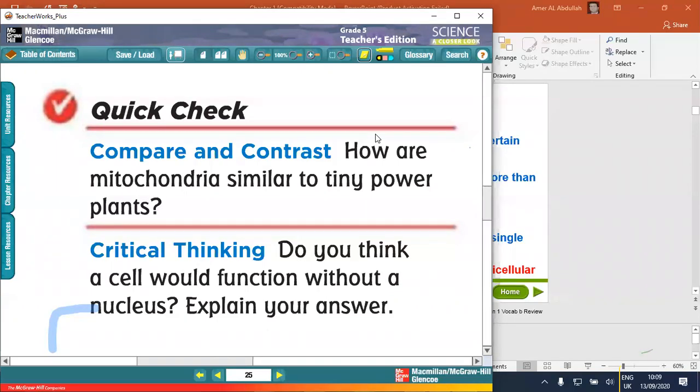Mitochondria. You can write in your copybook. Mitochondria are similar to power plants because they provide energy for the cell. Okay. I will repeat. Mitochondria are similar to power plants because they provide energy for the cell. Sir, I'm writing. I will repeat, don't worry.